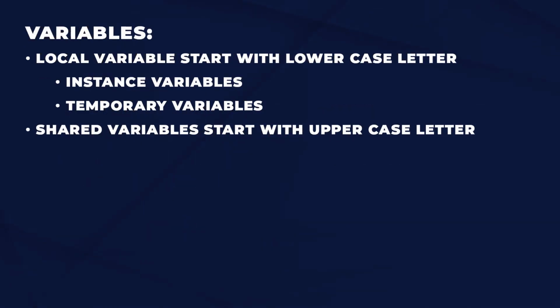Variables. So variables, there's multiple types of variables, but again, we're keeping things simple. The basics you need to know is that local variables start with a lowercase letter, and shared variables start with an uppercase letter. And the local variables you'll see most frequently are instance variables. Instance variables are local to the object. So any method in that object can refer to that instance variable, and temporary variables are available to that method. A method is the equivalent of a function or procedure.